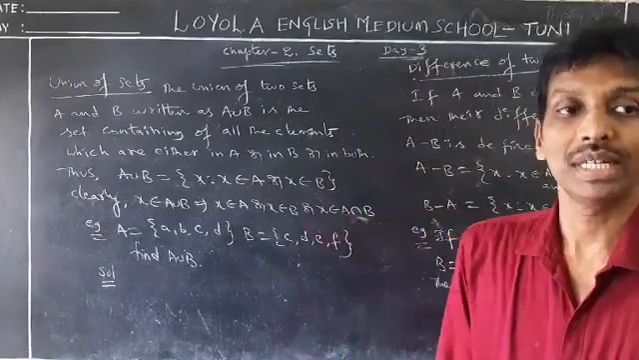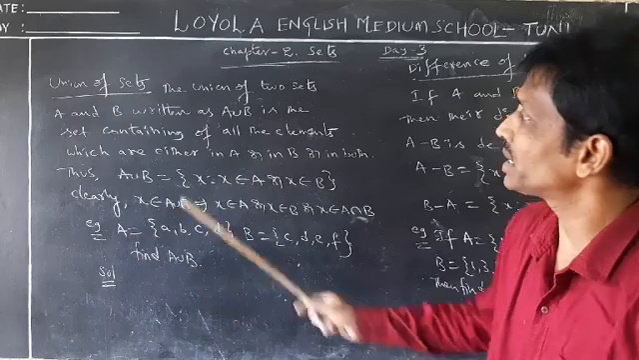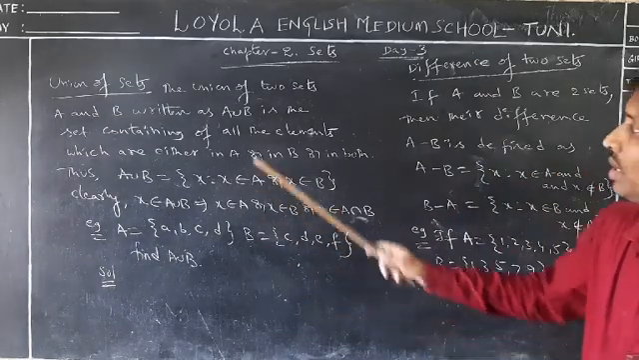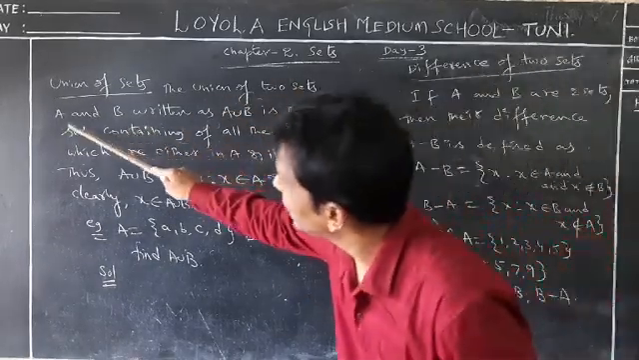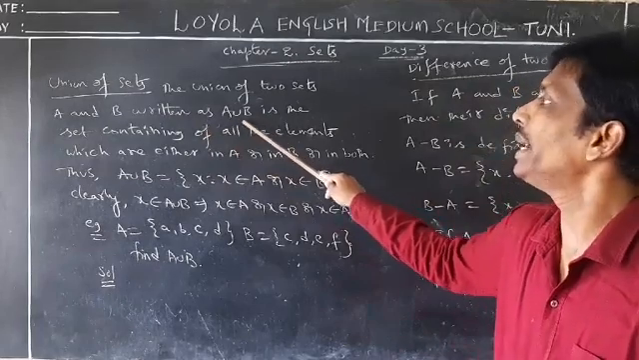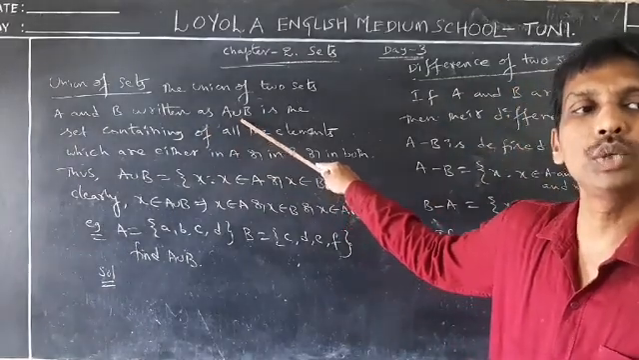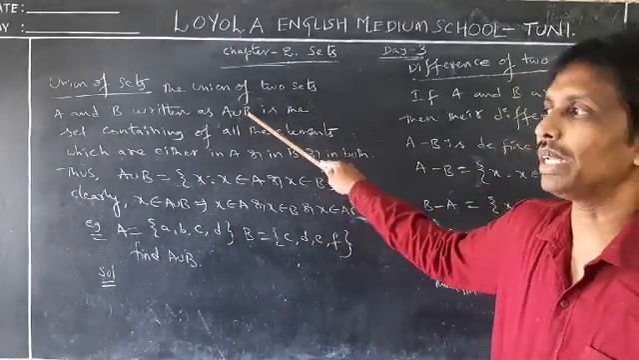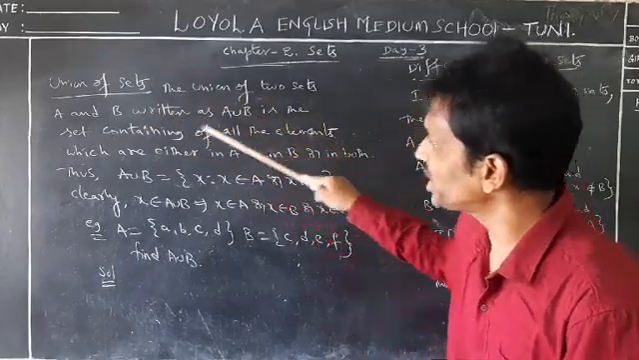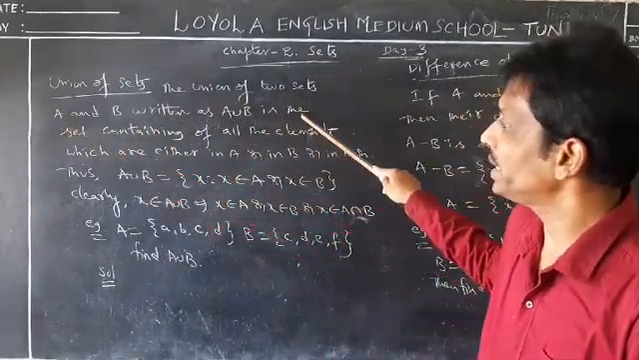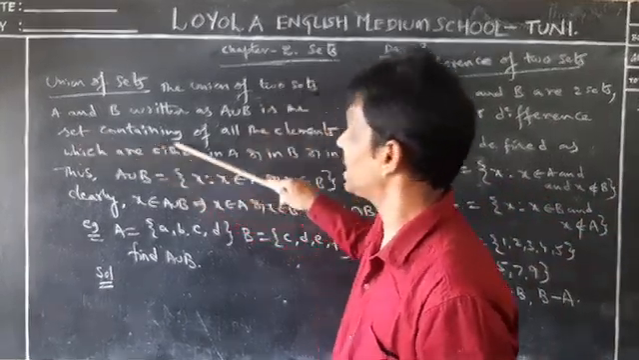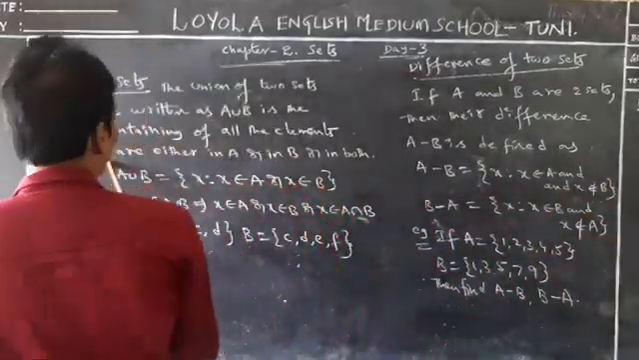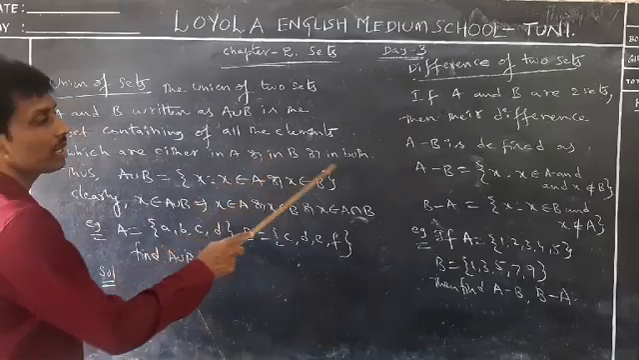Yesterday we discussed intersection of sets. Today we are going to discuss union of sets. Listen to the definition. The union of two sets A and B is written as A ∪ B. Here ∪ represents union. We know the symbol for intersection is the reverse of ∪. The union of two sets A and B, written as A union B, is the set containing all the elements which are either in A or in B or in both.